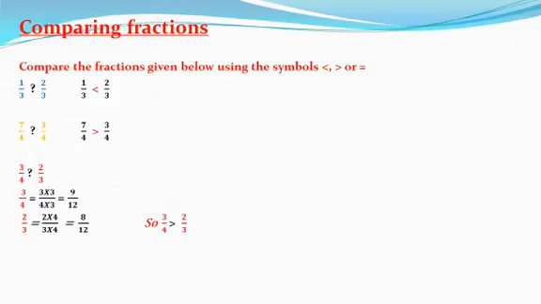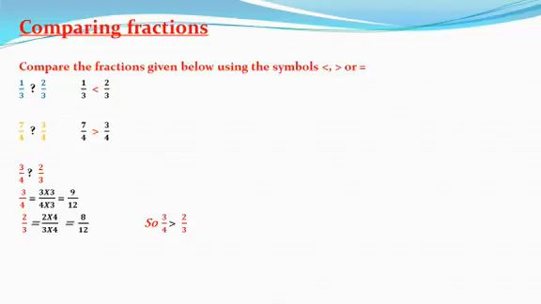Next lesson is comparing fractions. Lesson 3. You can use a fraction wall to compare fractions with different denominators. Here are some examples. Compare the fractions given below using the symbol less than, greater than or equal to. The fractions are 1 over 3 and 2 over 3.